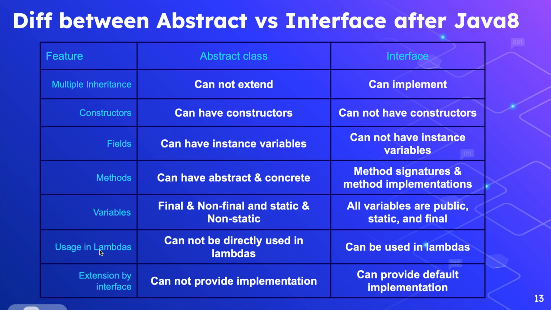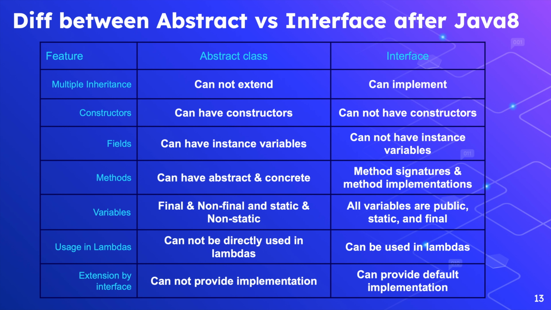And coming to usage in lambdas, abstract classes cannot be directly used in lambdas, whereas interfaces can be used in lambdas as they can be functional interfaces, that is, single abstract method interfaces. The next one is extension by interface. Abstract classes cannot provide the implementation through interfaces, whereas interfaces can provide the default implementation for methods through default methods, from Java 8 onwards.